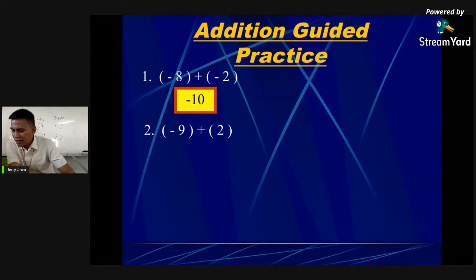Okay, I'm seeing negative 11, negative 7. Be sure with your answer, Miss Estonelo. Is it 7? Okay, that's the same thing. Negative 7, negative 11, negative 11, negative 7. What could be the answer?